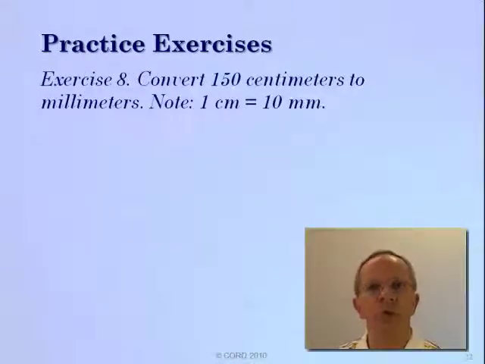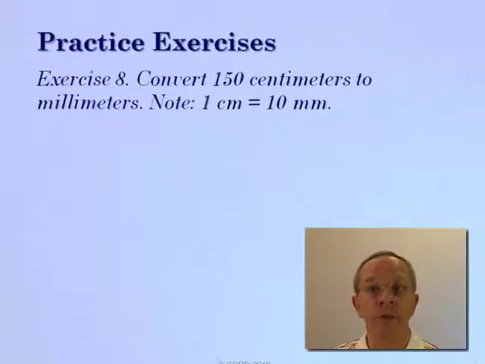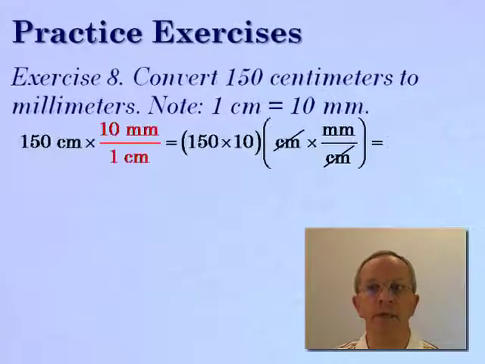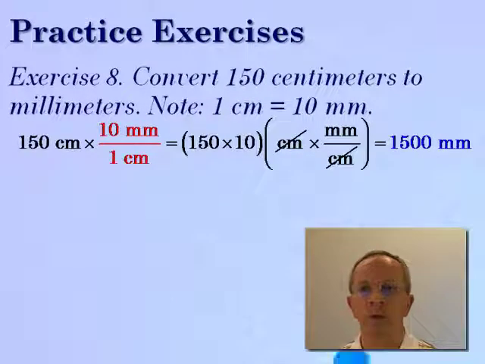Exercise 8 asks you to convert 150 centimeters to millimeters. Now you'll note that 1 centimeter equals 10 millimeters, and so we'll use that as a unit ratio. We'll multiply 150 centimeters times 10 millimeters over 1 centimeter, where the desired unit is millimeters on the top, right? So we'll group the values together and the units together, and the centimeter units will cancel, leaving us with just millimeters, and the result will be 1,500 millimeters.